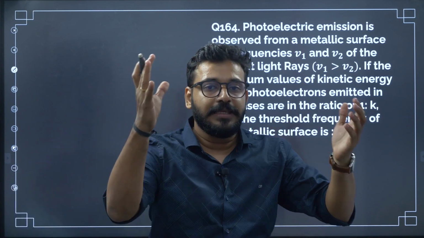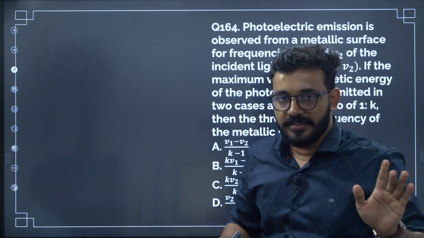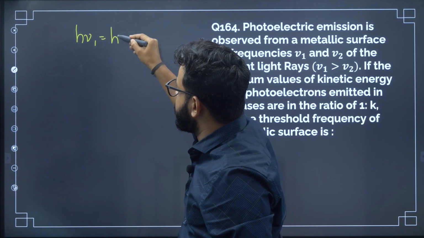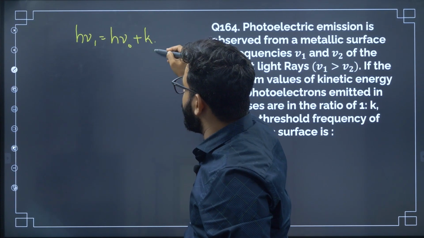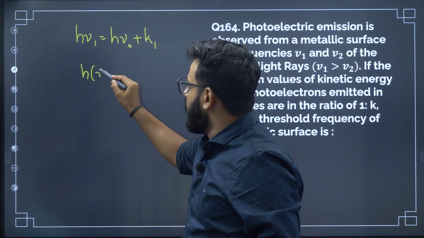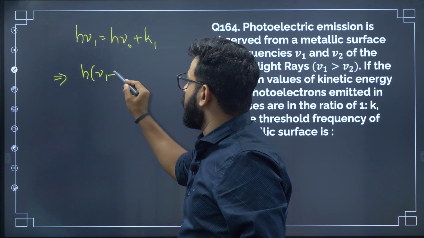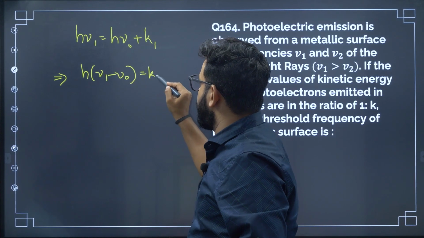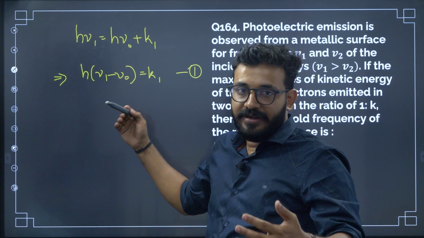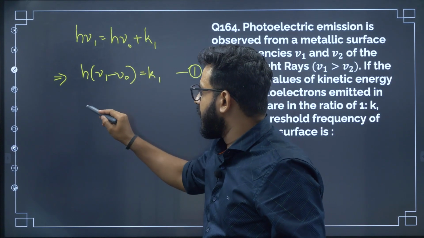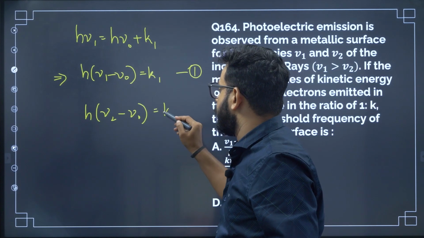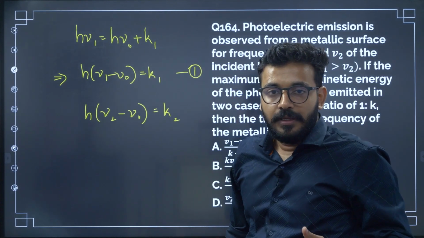Let's write Einstein's equation for both cases. First case, h nu1 is equal to h nu naught plus K1. This is the first condition. Let me rearrange, bringing the nu naught to this side, so I will have h into nu1 minus nu naught is equal to K1. Let me have this as my first equation. Second case, I can write similarly. Directly, the second case is nu2 minus nu naught is equal to K2. Simple.